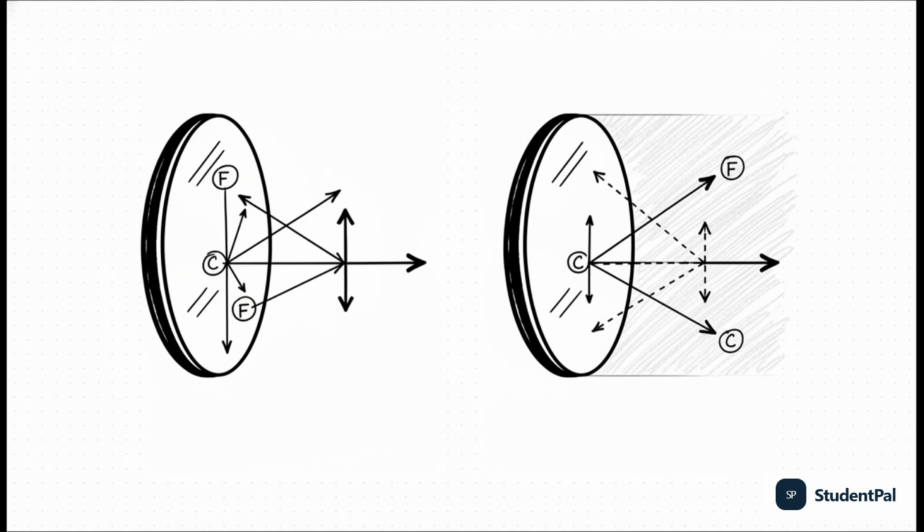Just keep one huge difference in mind. Because a convex mirror bulges outwards, its center of curvature and focus actually hide behind the non-reflecting side. So the rays don't physically pass through the focus, they bounce off and just appear to spread out or diverge from that point behind the mirror.